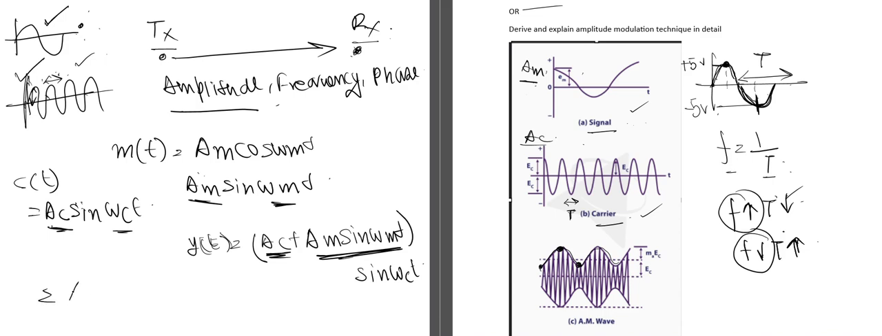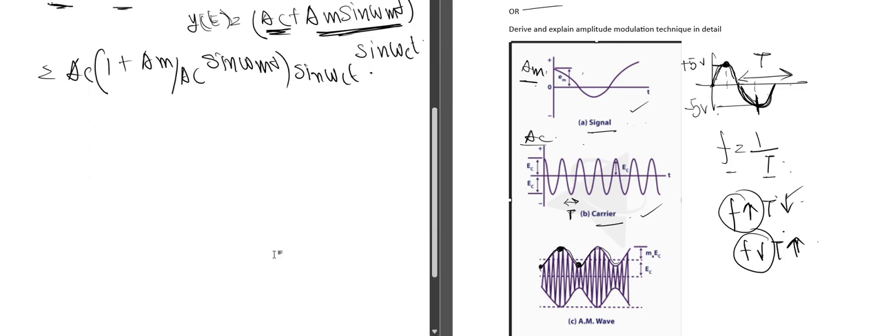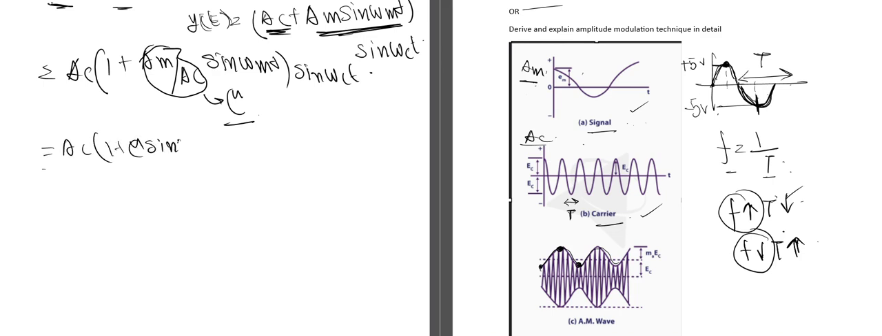Now if we take A_c common from it, we will get 1 plus A_m by A_c, sine of omega_m t, into sine of omega_c t. This term A_m by A_c is replaced by the term mu. What is mu? Mu is the modulation index, which signifies how much modulation is done.